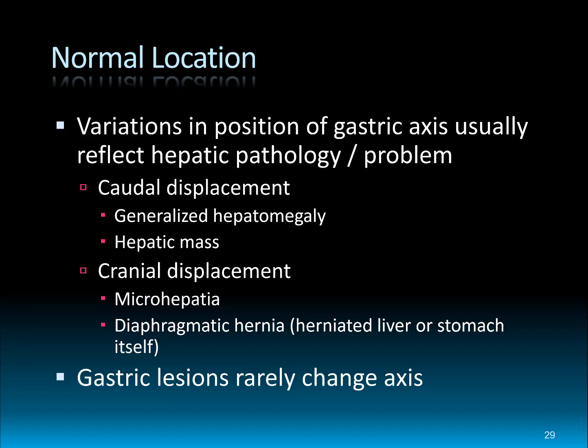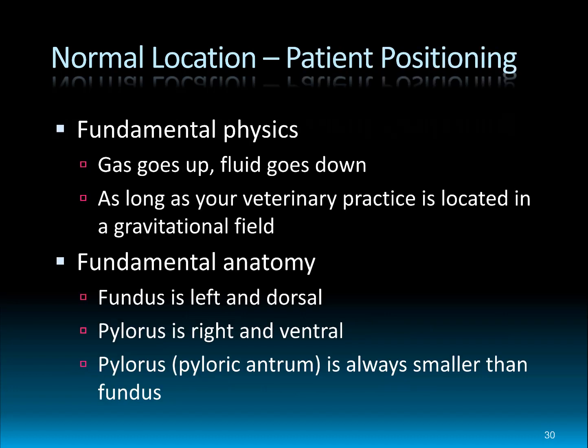Certainly there are other masses of other organs that can cause shifts, but again, the liver is the biggest player. And usually masses or other lesions of the stomach itself don't shift the axis that much. As you look at the appearance of the stomach on the various lateral, VD and DV views, you have to keep patient positioning in mind relative to gravity and just basics of gas goes up and fluid goes down.